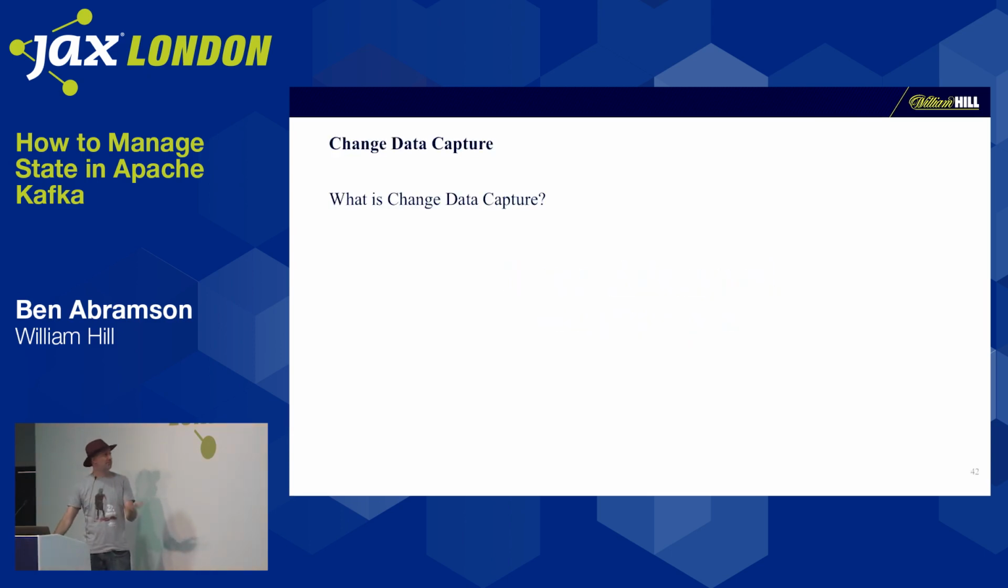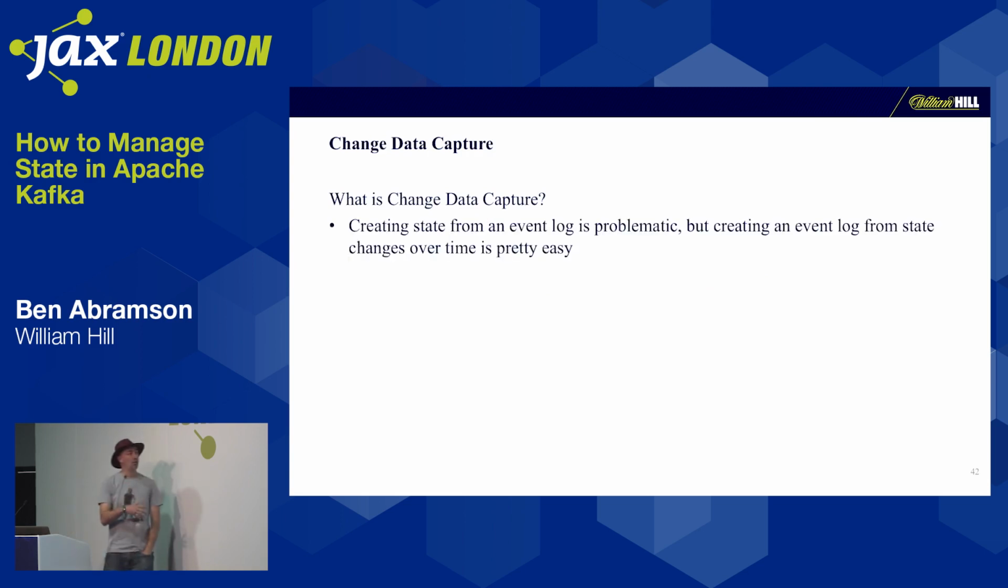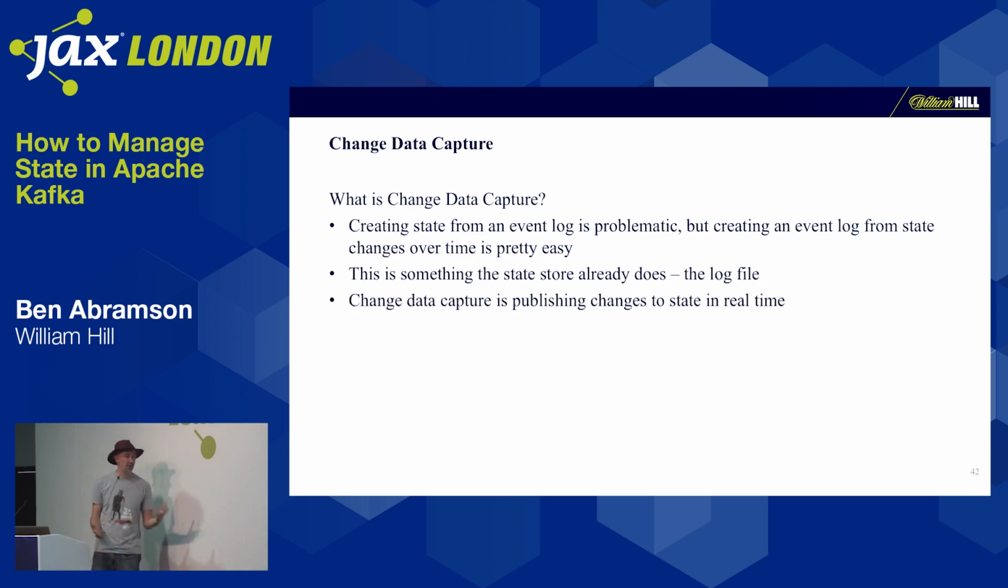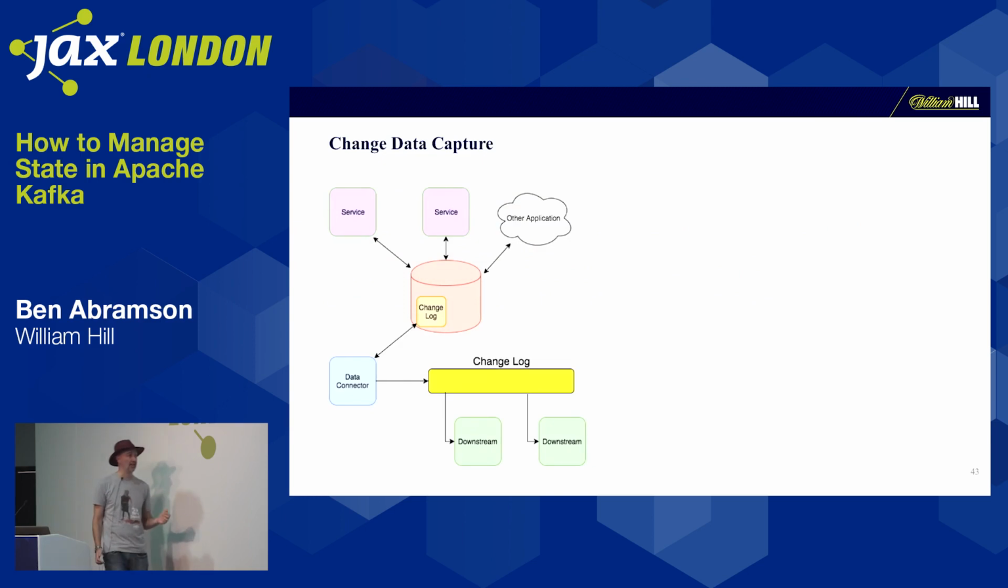I'm sure some of you have heard of change data capture, but for those of you who haven't, creating state from an event log is problematic. You've got to read it all. But creating an event log from state changes over time is actually pretty easy. And it's a job your database does for you. It's called the log file. You can just publish changes from the log file. And change data capture does exactly that. It just publishes changes to the state in real time. And it kind of looks something like this.